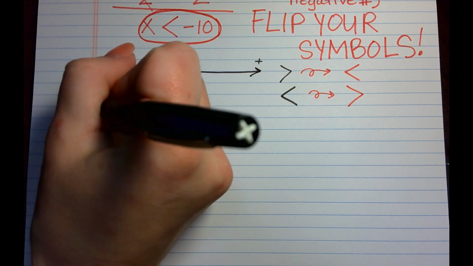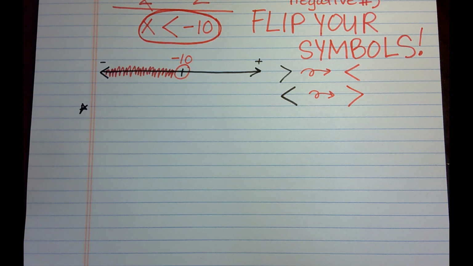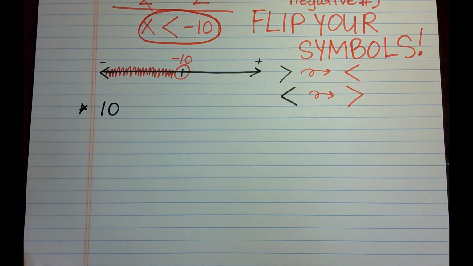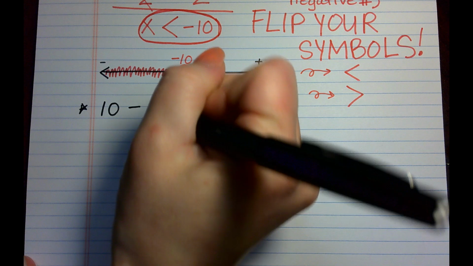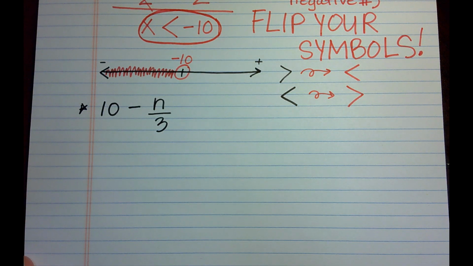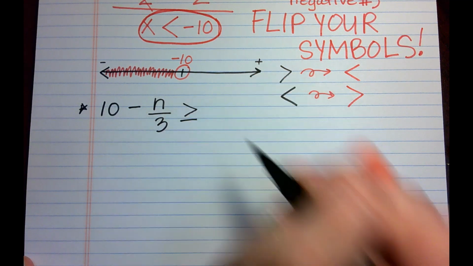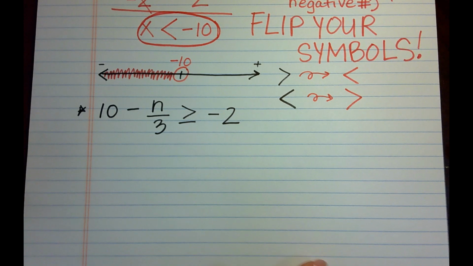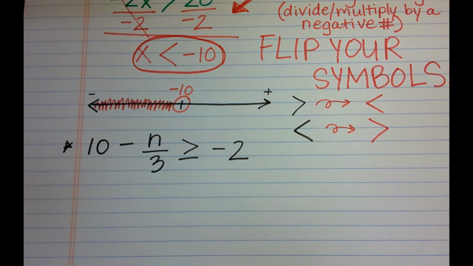All right, let's try 10 minus n divided by 3 is greater than or equal to negative 2. You want to add 2 to both sides?